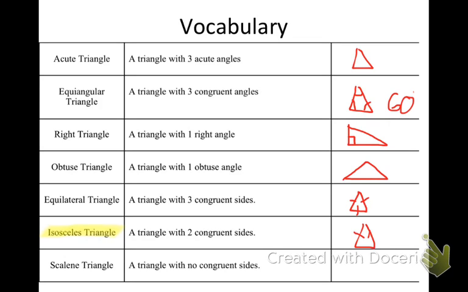And then the last one is a scalene triangle. What's the main thing about a scalene triangle, Chris? No congruent sides. So all the sides are different. Okay, so something like that. There's a scalene triangle. All the sides are different, so they'd have no congruency symbols.